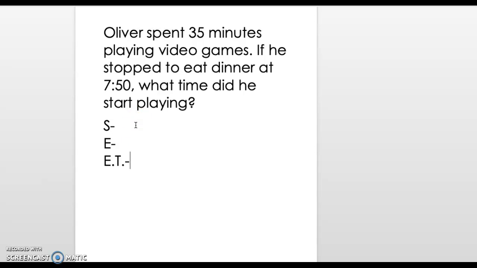All right, let's read this problem. Oliver spent 35 minutes playing video games. Oh, so that doesn't say the start time or the end time, so that's the elapsed time. If he stopped to eat dinner at 7:50, what time did he start playing? Oh, so I don't know what time he started playing. It says he stopped to eat dinner at 7:50, so I know that was when he ended. Okay. All right, so we have to figure out when he started.